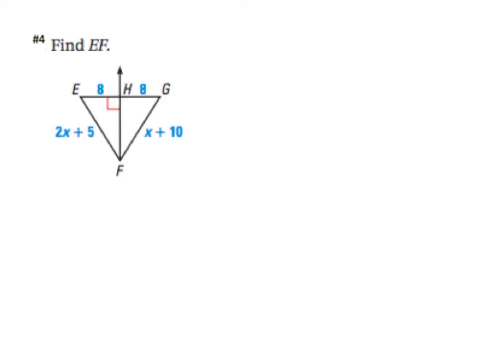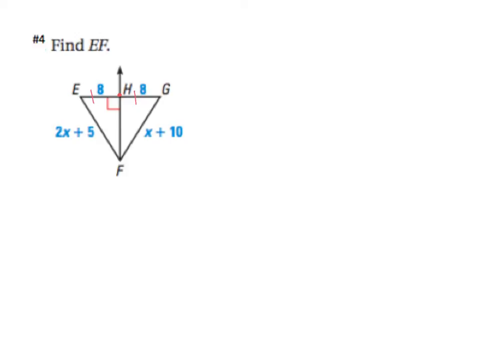Number 4, find EF. Again, we can establish here that HF is not just perpendicular, but it's a perpendicular bisector, okay? Because we can see that they're telling us that EH is 8 and that GH is also 8. So telling us that this point, H, is the midpoint. We clearly see that it has 90 degrees, which means that FH is perpendicular to EG.